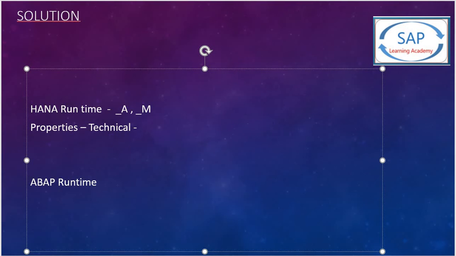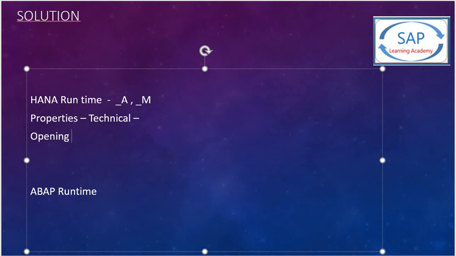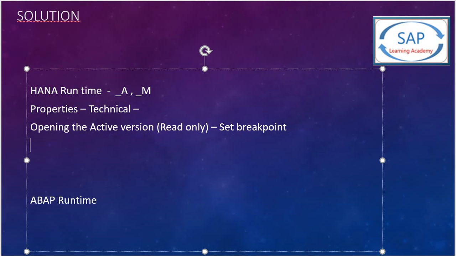So first thing is opening the active version, and that is always read only. So you have to open that program and set the breakpoint here. And after that, a very important rule. So this is our first option when you are debugging the HANA runtime transformation.